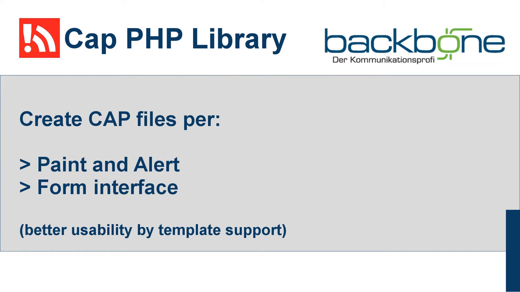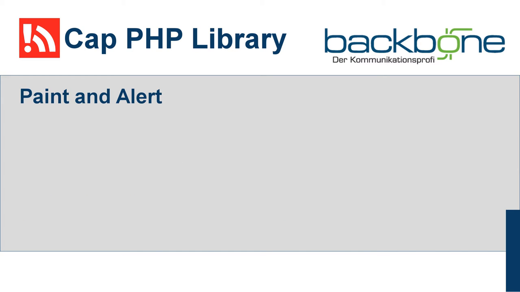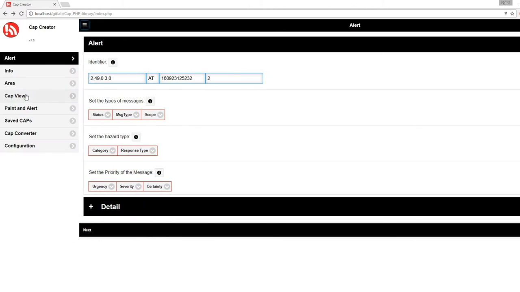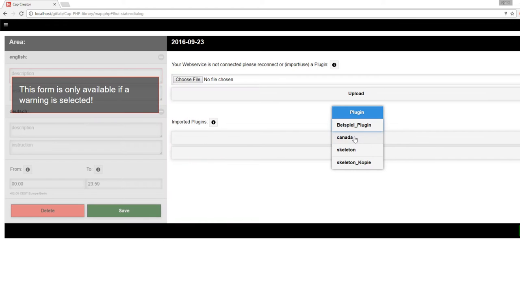You can create CAPs via the Paint Alert tool or the form interface. You can reach better usability by using templates to provide information which stays the same. The Paint Alert tool provides plugins to easily create CAPs for your country.